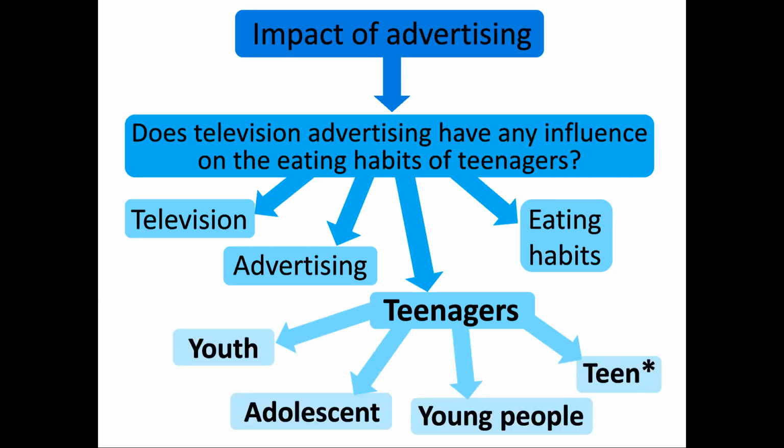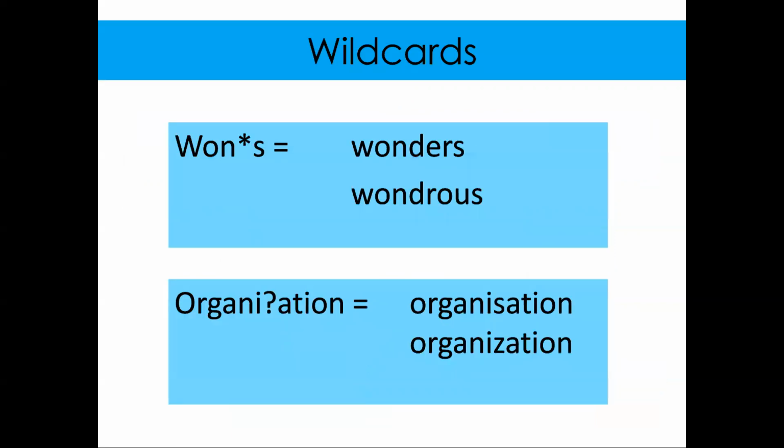You'll see that I've put an asterisk or a star after teen. In iDiscover, the asterisk is a wildcard character. What that means is a search for TEEN star will give you results containing teen, but also teens, teenage, teenagers, etc. The asterisk can also be used in the middle of words. So WON star S will bring back results for wonders and wondrous.